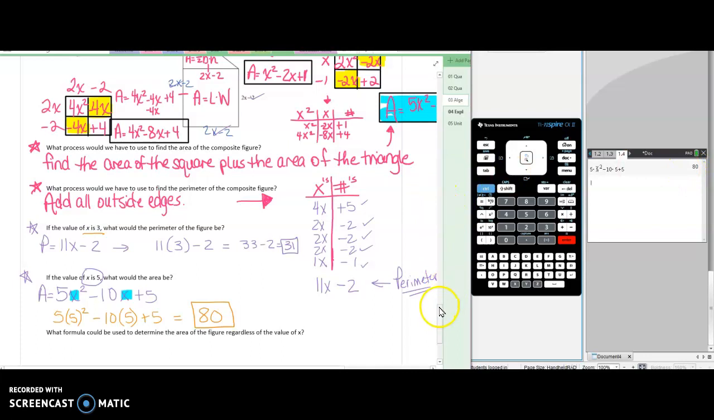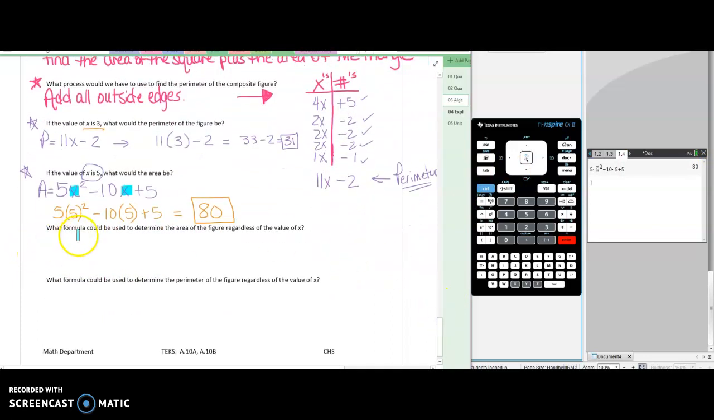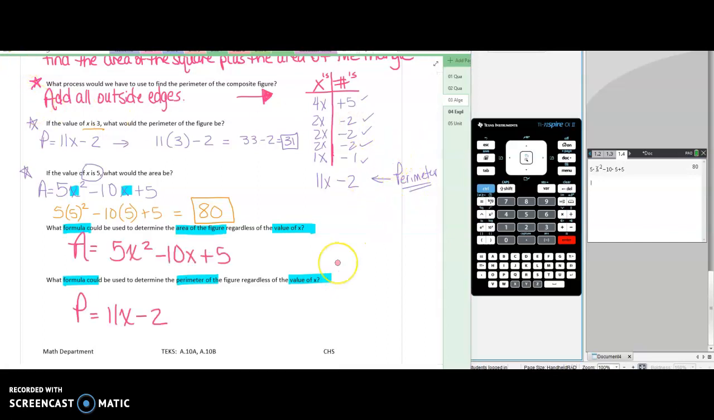Last 2 questions. All it wants is what formula could be used to determine the area of the figure regardless of the value of x, and the formula for the perimeter regardless of the value of x. Guys, we already have those. So we already did those, right? Because it saves us some time whenever we can think that way. So we just made us a formula. We used those to answer the questions before that.